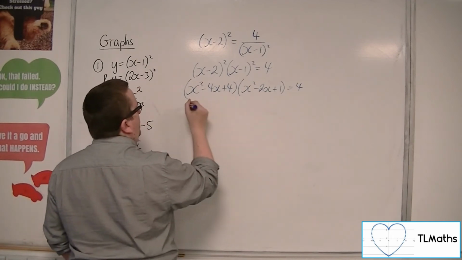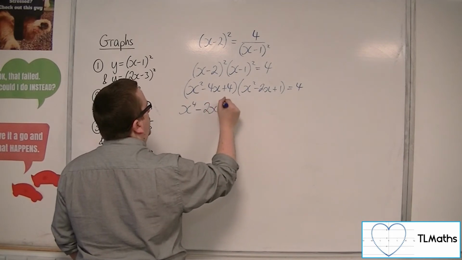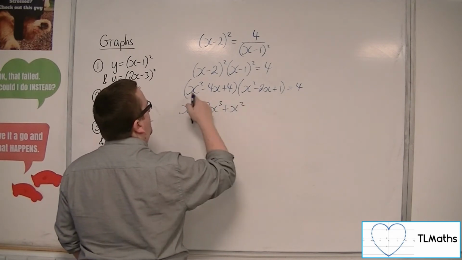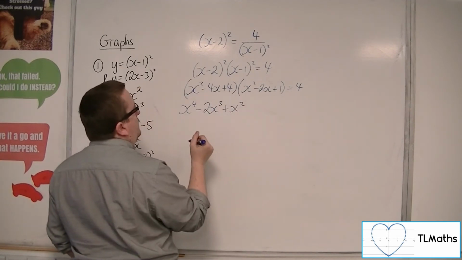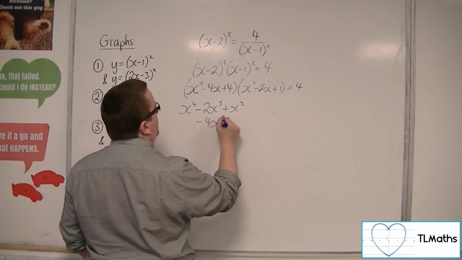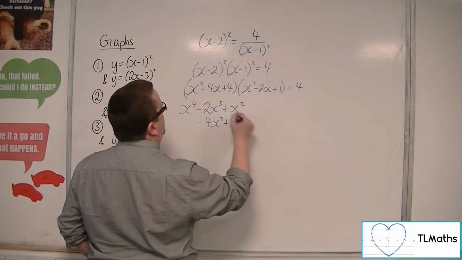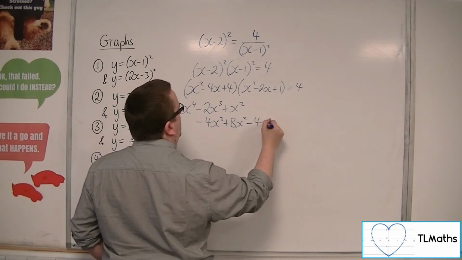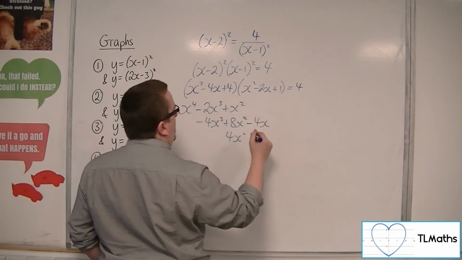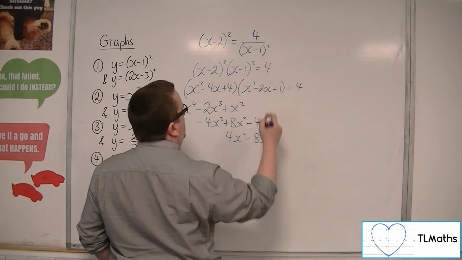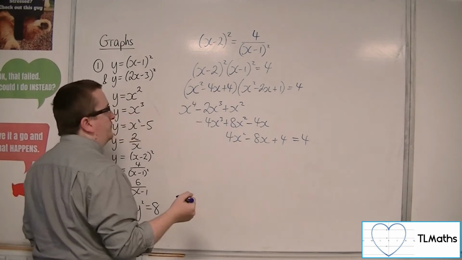So, we're going to get x squared times x squared is x to the 4. x squared times minus 2x is minus 2x cubed. Then we're going to get an x squared from x squared times 1. Minus 4x times x squared is minus 4x cubed. Minus 4x times minus 2x is plus 8x squared. And minus 4x times 1 is minus 4x. 4 times x squared. 4 times minus 2x. 4 times 1. And remember we've got the equals 4 on the outside as well.